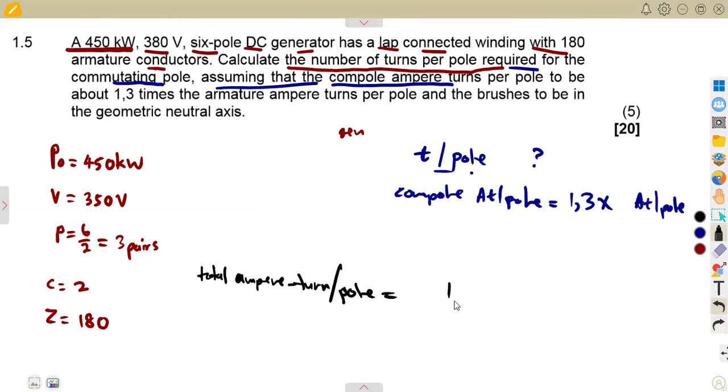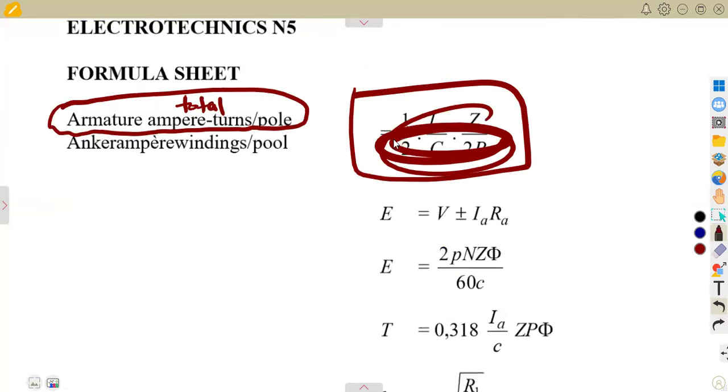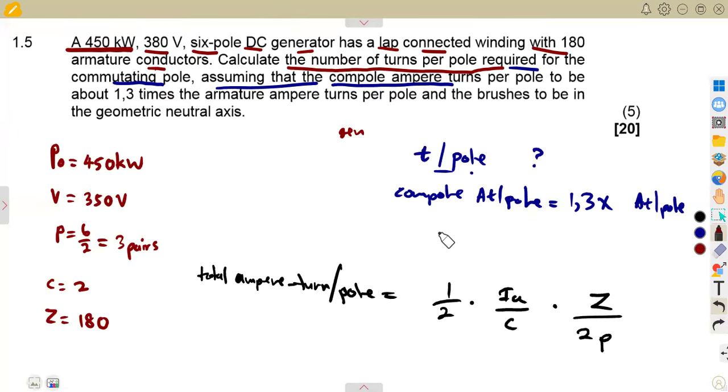It is given as 1/2 times the armature current over C times Z over 2P. This is the pair poles, P for the pair poles. We saw this formula and it's a straightforward formula, as we can see. So you just have to figure out what is it that you do not have from the formula. You calculate that. So like I said, we are forced to use the total ampere turn whenever you deal with a compound.